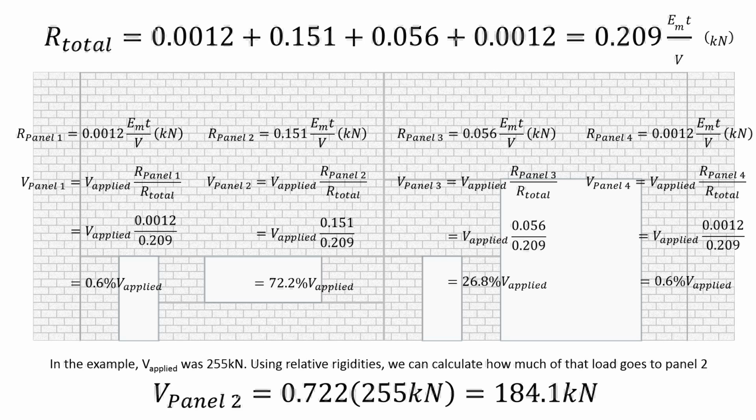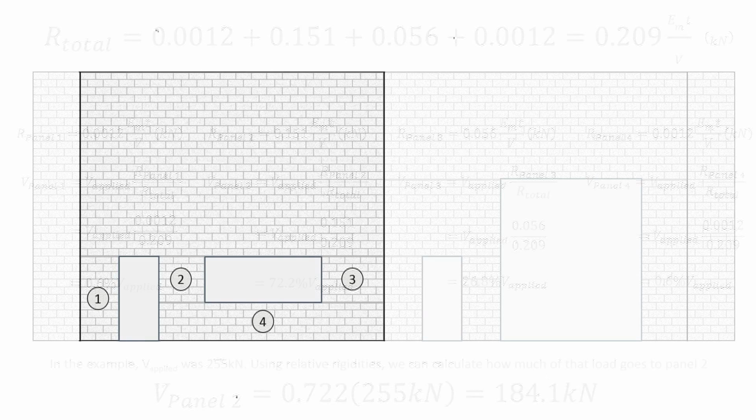So using these relative rigidities, we can look at panel 2 if we want to know how much of that 255 goes to panel 2. It's just equal to this percentage, and so 184.1 kilonewtons is what's resisted by that panel. So what about the loading within a wall panel? We've already calculated the rigidities of each of these elements when we were determining the rigidity of the whole thing. So fortunately, all of the work's done for us.